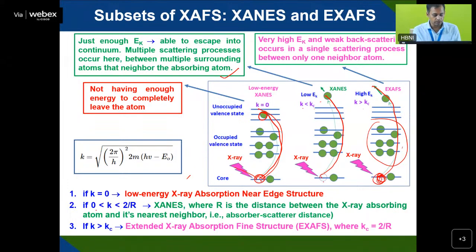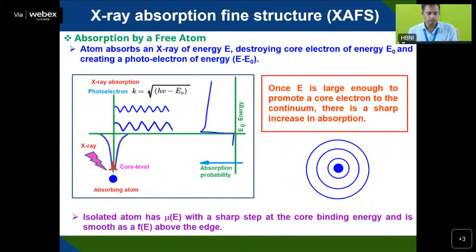So if it is in between 0 to 2 by R, then you will get XANES. You will get this type of XANES spectra. When you have an extended absorption fine structure, EXAFS, you will get it when kR is equal to 2 by R going much further out. So you will get extended absorption spectroscopy.